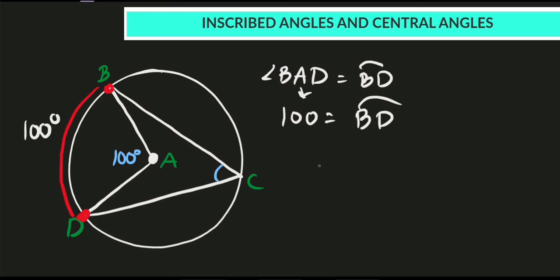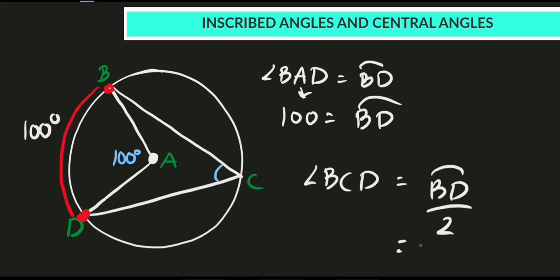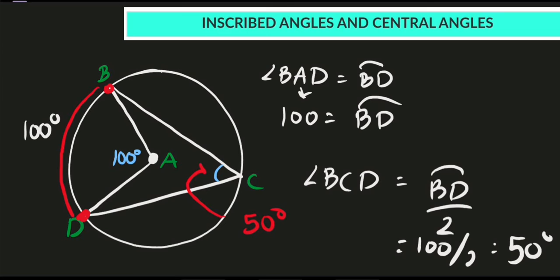Therefore, the value of angle BCD is equal to arc BD all over 2. So, that is equal to 100 divided by 2. That is equal to 50 degrees. Therefore, the value of angle C is equal to 50 degrees. So, that is the answer for this given problem.